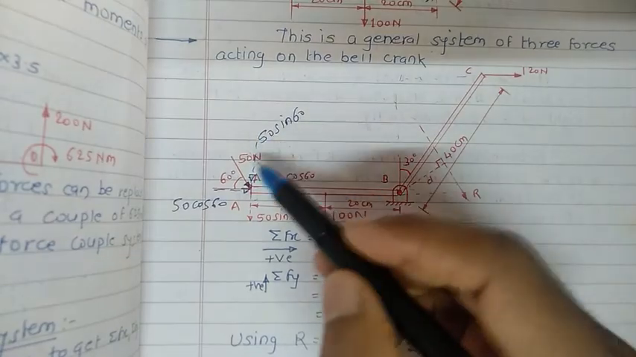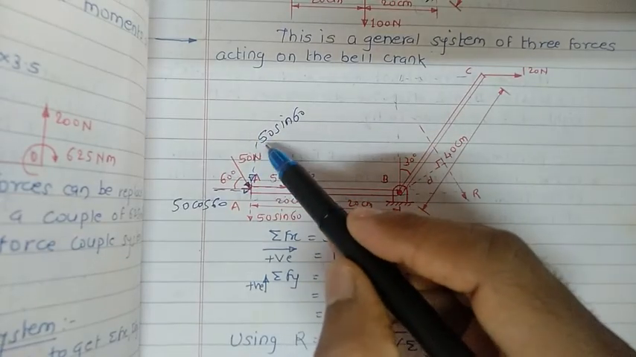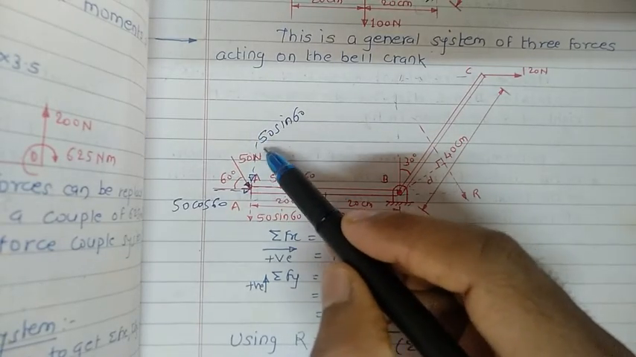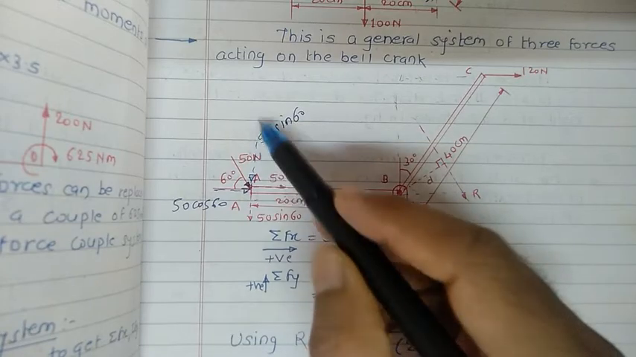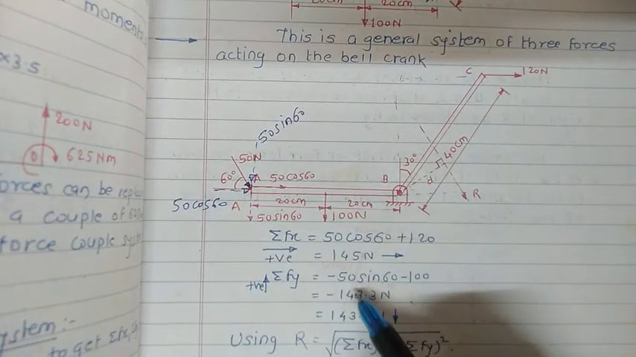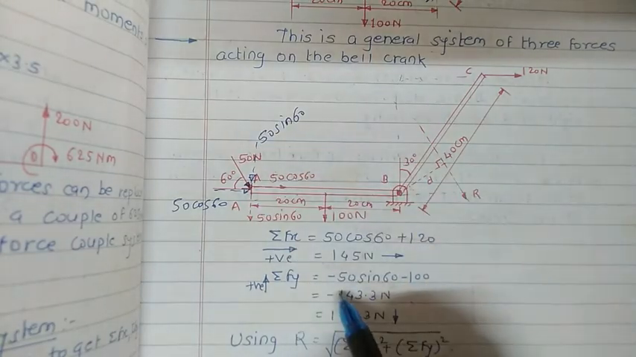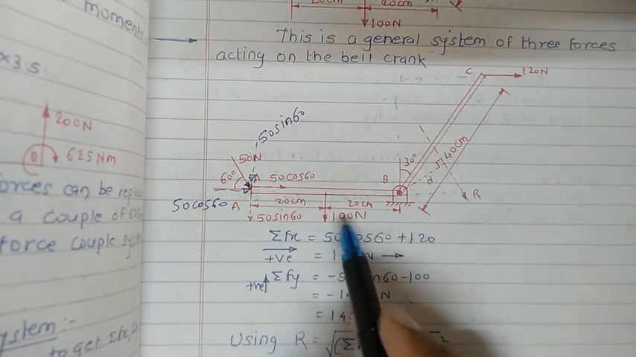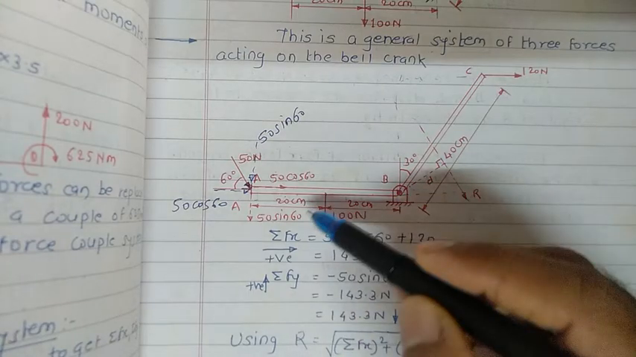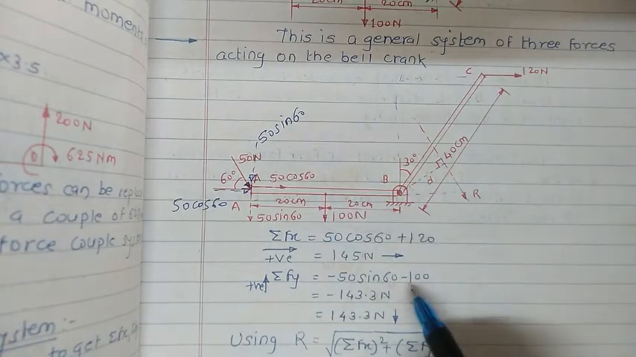Now focus only on the vertical forces. Here is the first force. The magnitude of this force is 50 sin 60 running vertically in the downward direction. Give the minus sign for this one. The next force here has a magnitude of 100 Newton. This force is running vertically in the downward direction. Give the minus sign for this one.